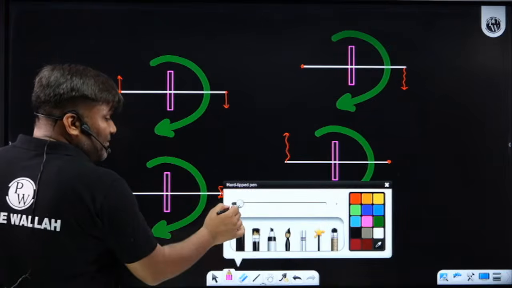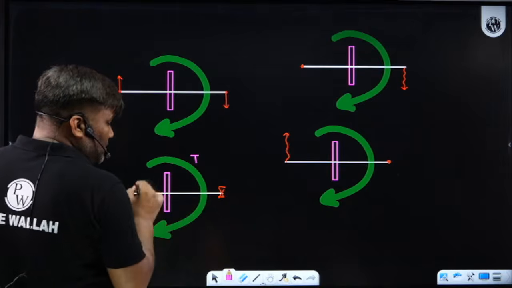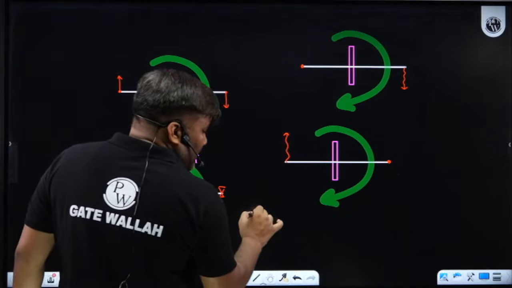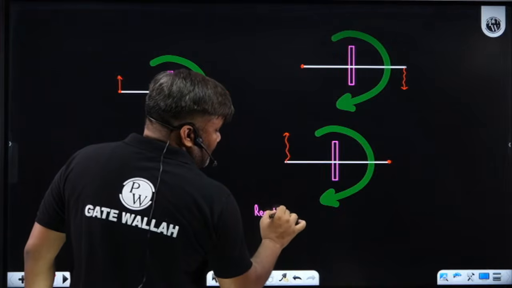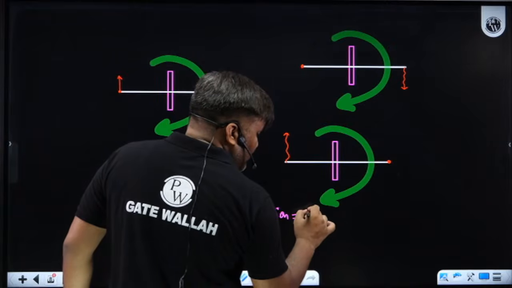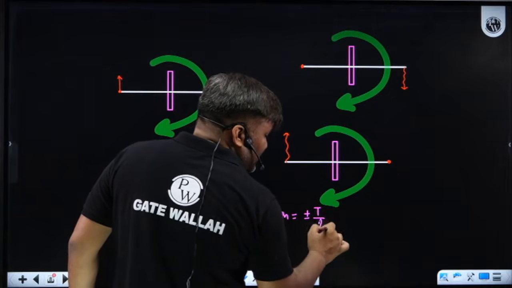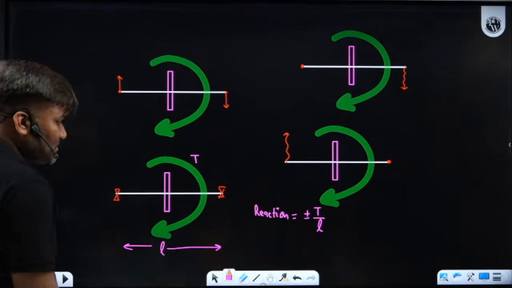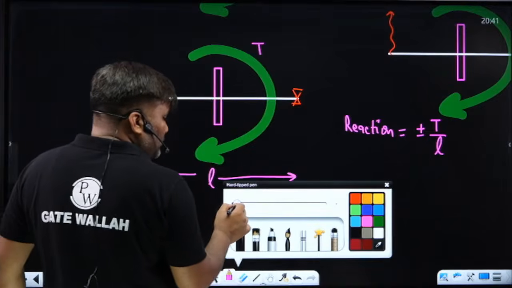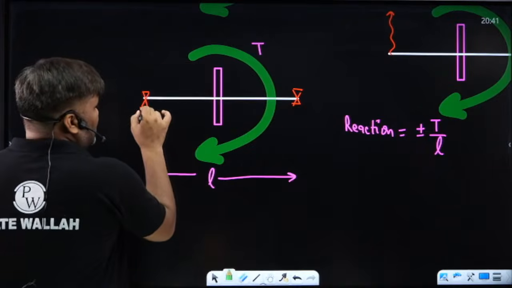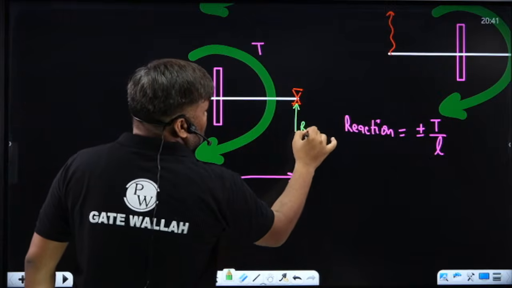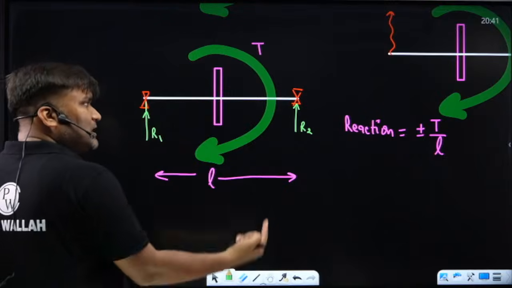Reactions will be developed, and because of some torque T, if this is length L of the shaft, reactions will be plus minus the torque divided by length L. This is how we write. And how am I going to show these? Sir, we generally represent reaction R1, and this is my reaction R2. Both upward direction I have shown.